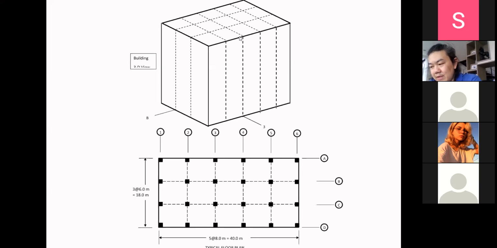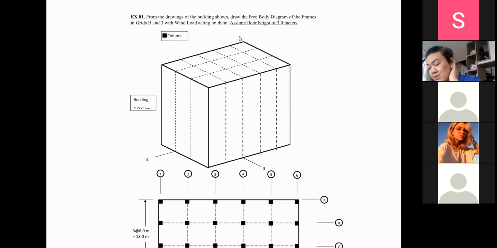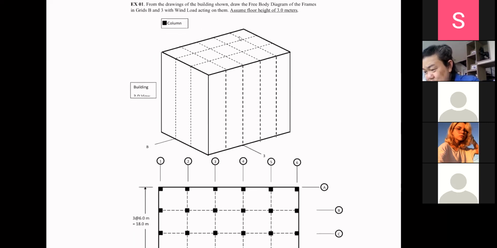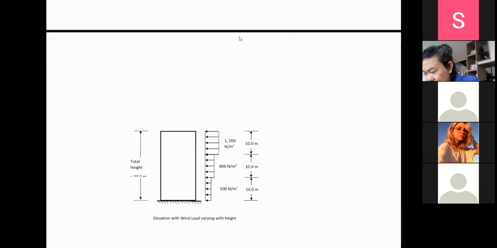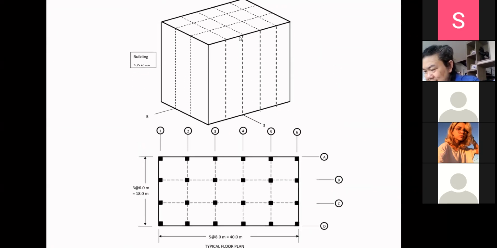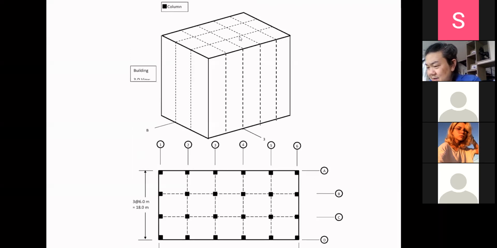So let's take a look at this one and see, can we draw the free body diagram of the frames in grid B with wind load acting on them? Assume a floor height is 3 meters. The building is 30 meters high, and the frame in grid B, this is grid B, is the one. It's a frame in this line. This is the engineering work for real.